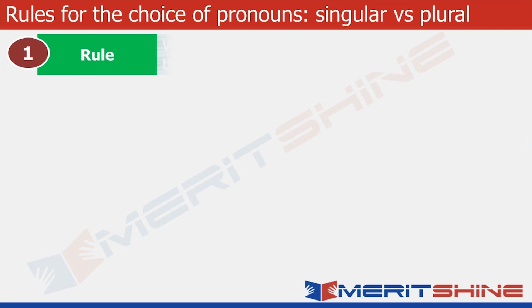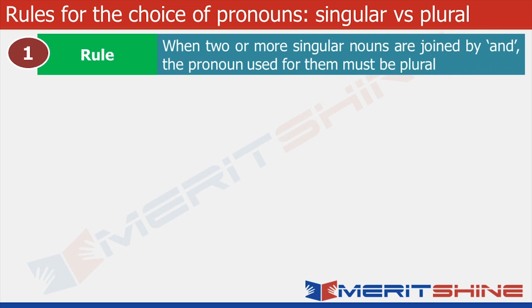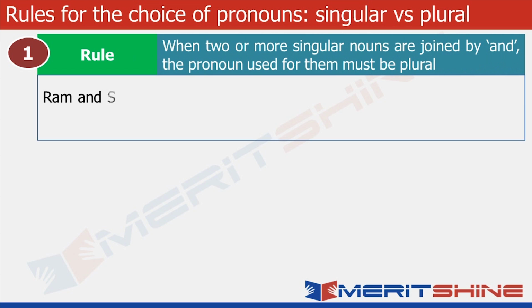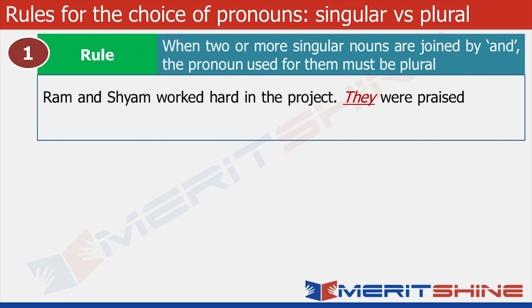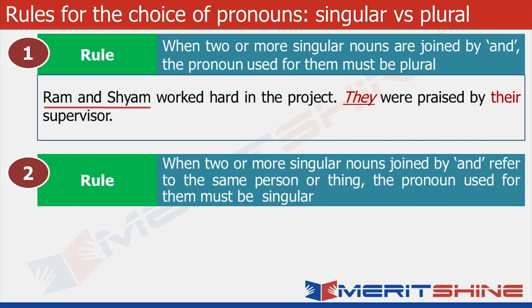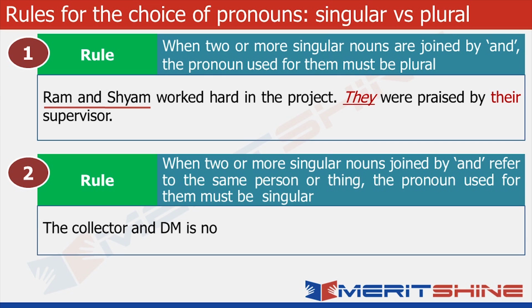When two or more singular nouns are joined by and, the pronoun used for them must be plural. Ram and Shyam worked hard in the project. They were praised by their supervisor. Whereas, when two or more singular nouns joined by and refer to the same person or thing, the pronoun used for them must be singular. The collector and DM is not negligent in his duties. Here the collector and DM refers to the same person.